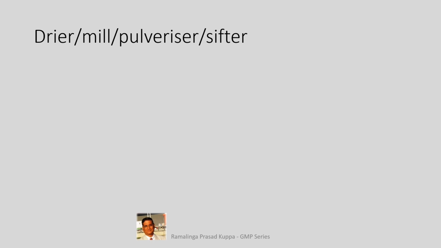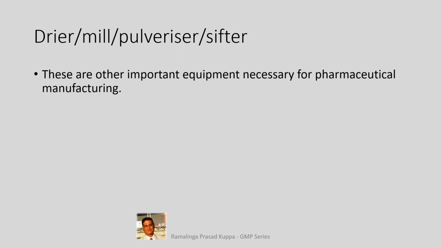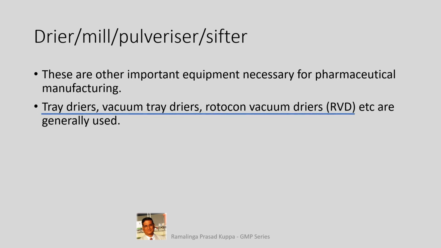Let us see what kind of specifications are required for qualifying a dryer, a mill, a pulverizer, and a sifter. These are other important equipment necessary for pharmaceutical manufacturing. The other major equipment used for pharmaceuticals include dryer, mill, pulverizer, sifter, etc. Tray dryers, vacuum tray dryers, rotocone vacuum dryers, RVD, etc. are generally used. Dryer selection is done based on the characteristics of the product being handled.